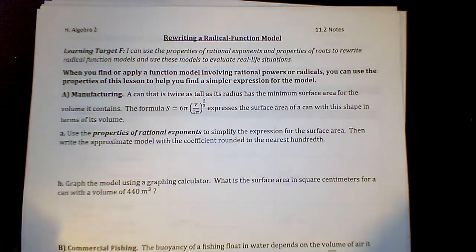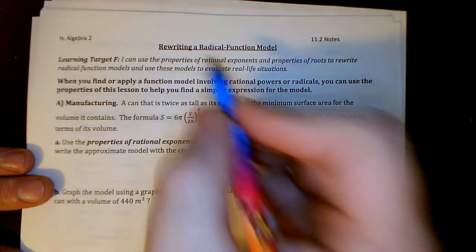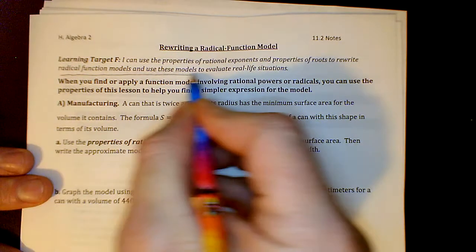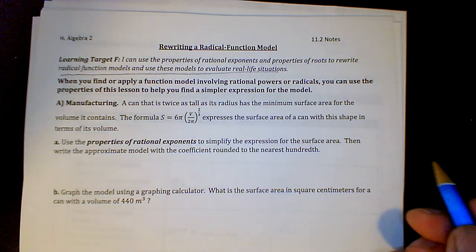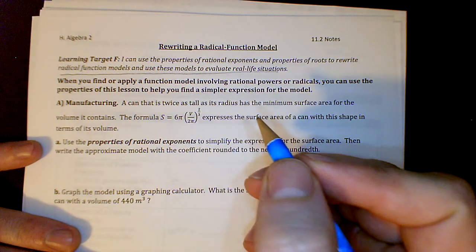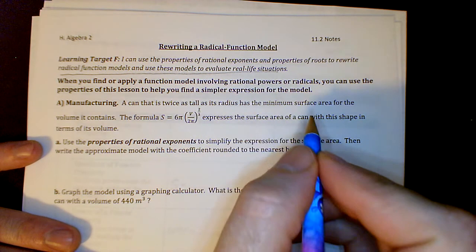Alright, let's take a look at a word problem. It says, I can use properties of rational exponents and properties of roots to rewrite radical function models and then evaluate real-life situations. So let's see if we can do this. Let's write this function and do what it asks.